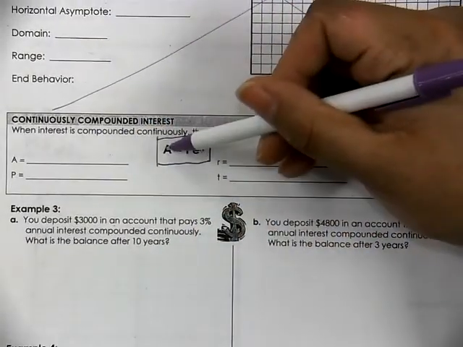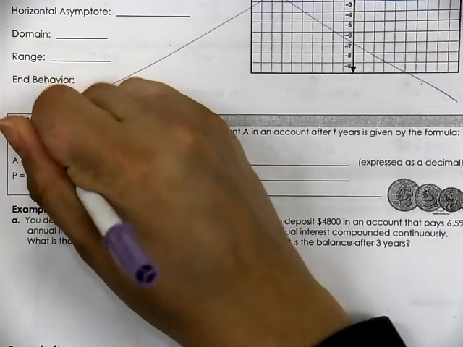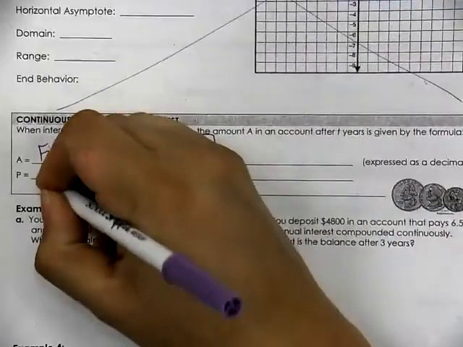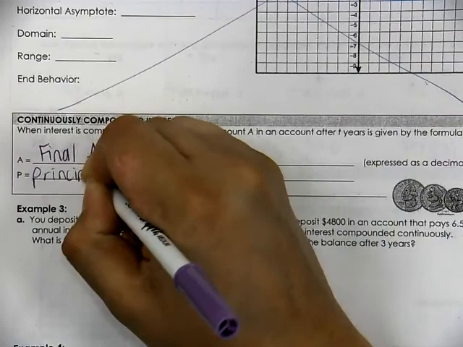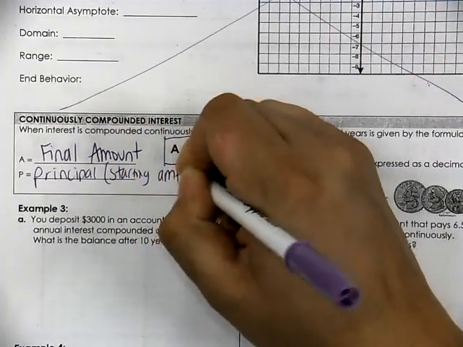And so the equation will say A equals, A is still the final amount. So this is your final amount, or like how much money you end up with. P is still your starting amount, or it's like a principal is what we call it. And you can put in parentheses starting amount.